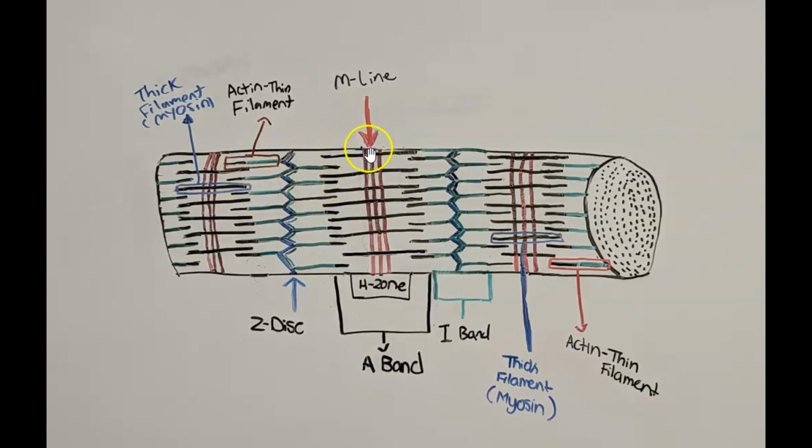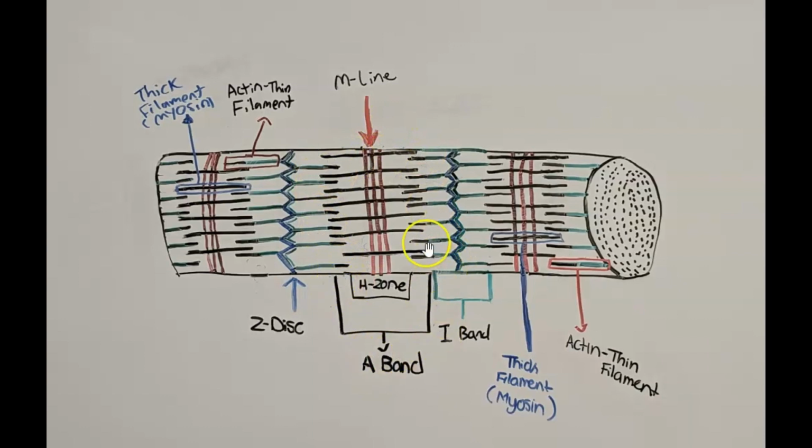Over here you have the M line, and that's very similar to the Z disc, but it pretty much anchors the myosin or the thick filaments. And so that's pretty much that for that. For the H zone, this is a very interesting section here. This is the part of the myosin where there is no overlap from the actin, because as you see, some of this overlap is right here.